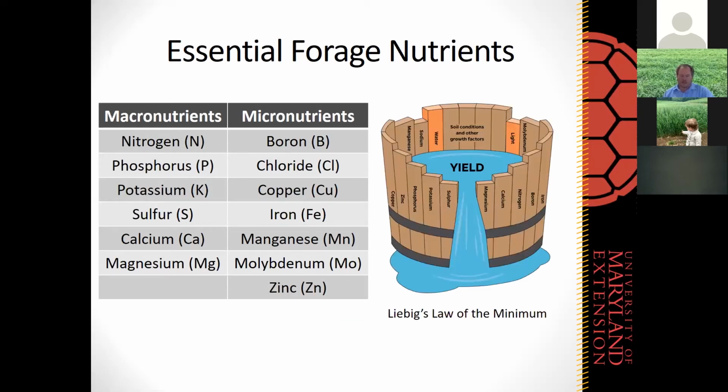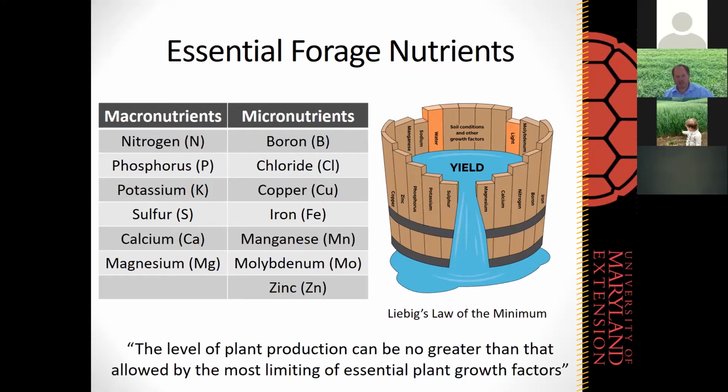And we always like to stress that any one of those nutrients that is limited is going to limit the entire production of the system. So this is what's referred to as Liebig's law of the minimum. You look at a barrel, and whatever stave is the lowest there is going to really limit the production of that entire field. So we need to make sure that all 16 of those nutrients are adequate.